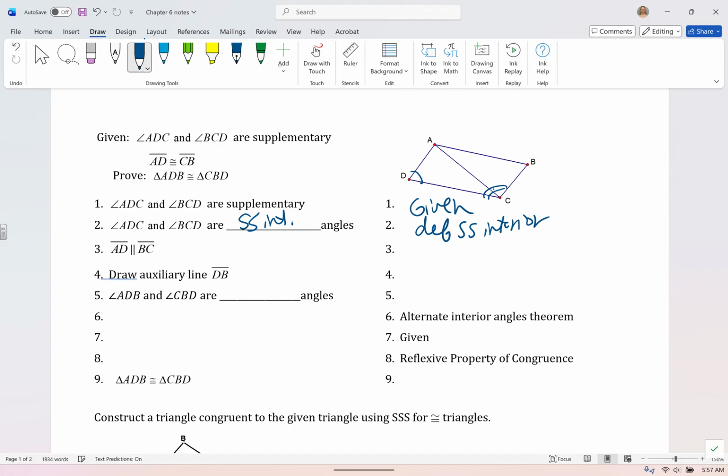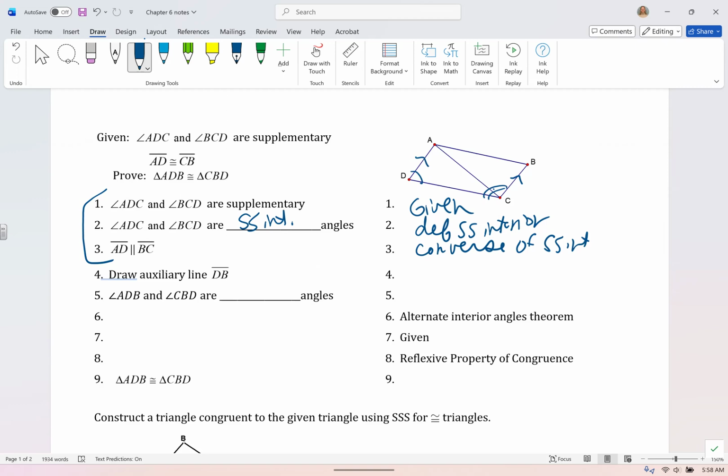Okay, and then that means that if these are supplementary and they're same side interior, those two lines have to be parallel by the converse of same side interior. So we just kind of showed that these two lines are parallel by the converse. So this tells us that those are parallel.